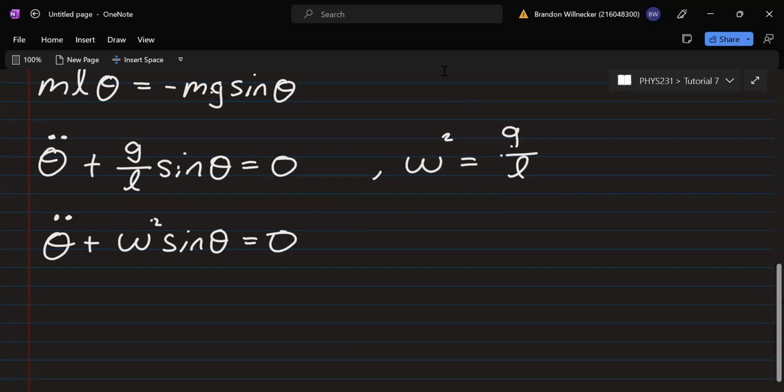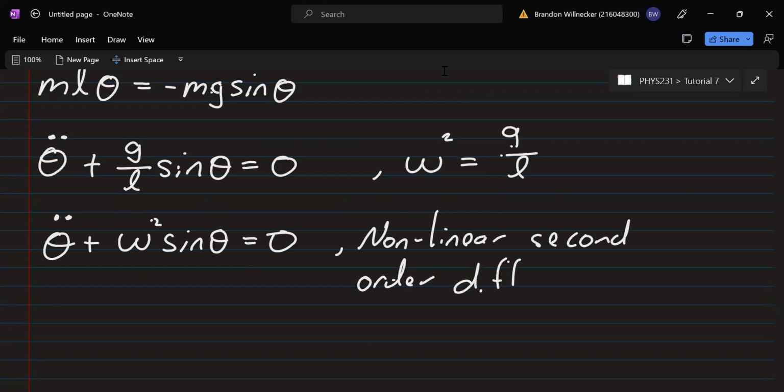Now this is non-linear because we've got sine of theta. That's a non-linear function. So this is a non-linear second order differential equation.